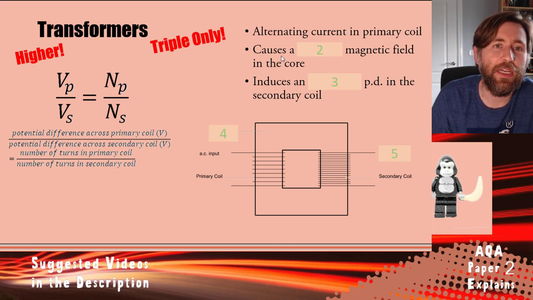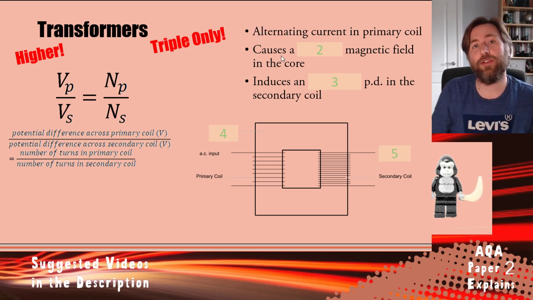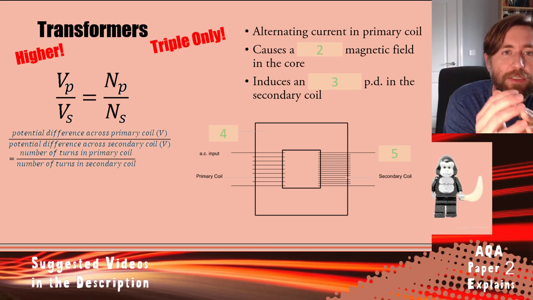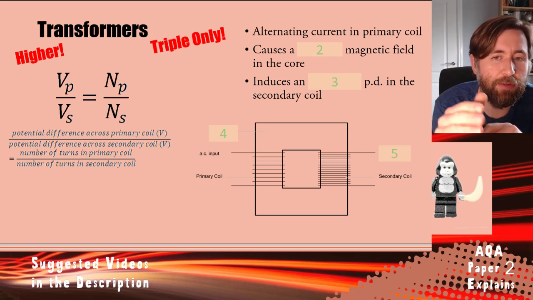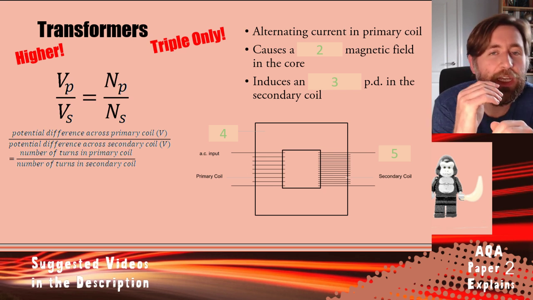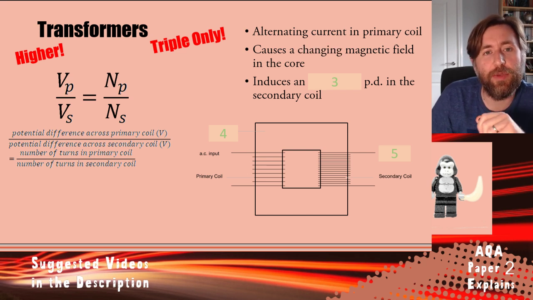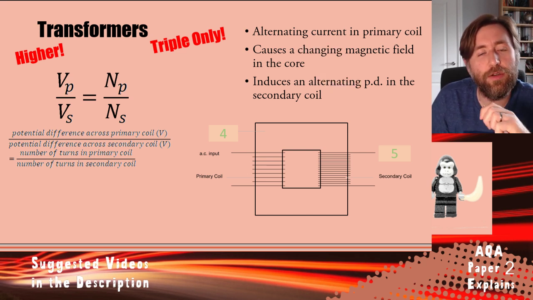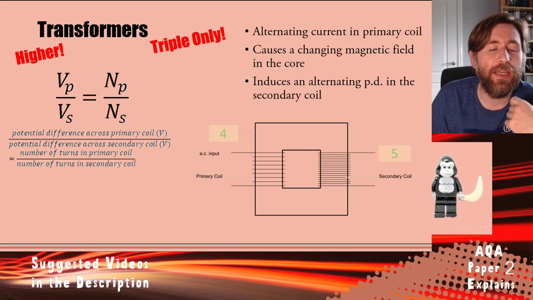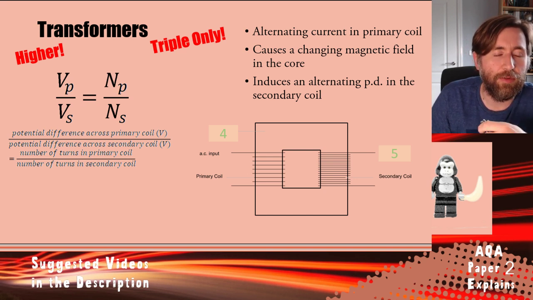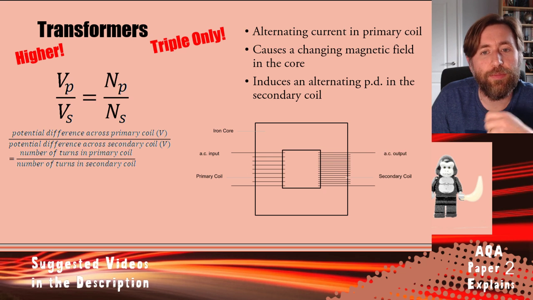Hope that makes sense. Basically, always when you explain a transformer, memorize these explanations and just put them down when it's a simple explain question. You recognize that that's an explanation of transformers. An alternating current, it's got to be alternating, in the primary coil causes a changing magnetic field in the core, which induces an alternating PD in the secondary. Now, labels on this, they might ask you to label one, you never know. An iron core, an AC output there is all I've put on there.